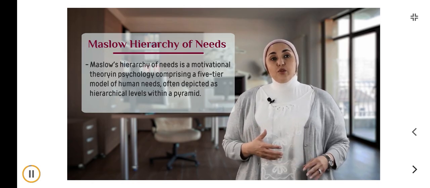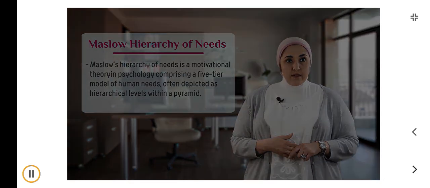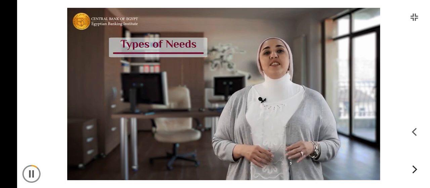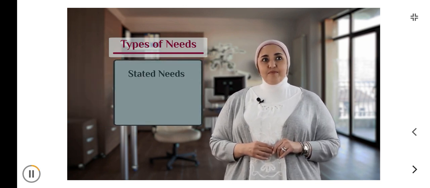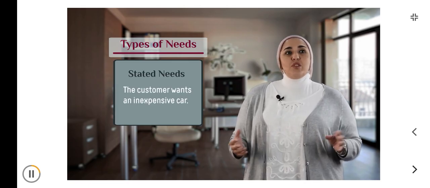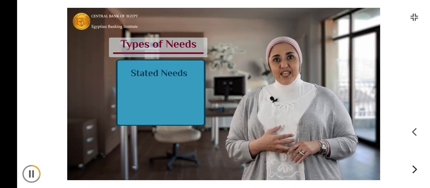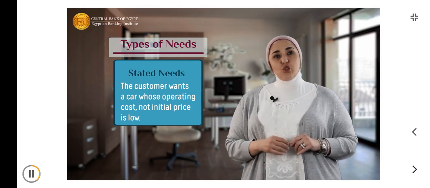According to this, we need to know what are our types of needs. This moves us to the types of needs. There are 5 types of needs: stated needs, unstated needs, real needs, delight needs, and secret needs. Stated needs: the customer wants a car, an expensive car. But the real need is he wants a car whose operating cost is low, not the initial price.